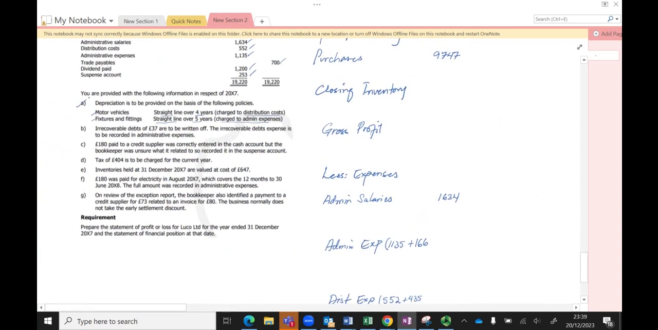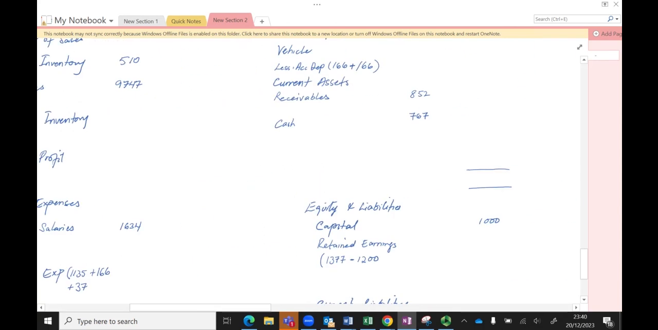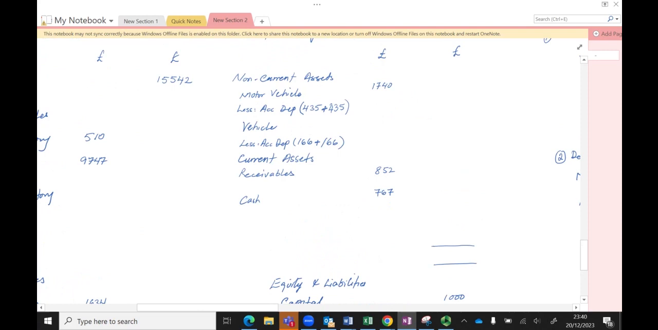Note number B. Well, note B says irrecoverable debt of 37 is to be written off. The irrecoverable debt expense is to be recorded in the administration expenses. So the double entry for irrecoverable debt is irrecoverable debt expense debit, and receivables credit. Means it needs to be recorded in the administration expenses as 37, and it needs to be subtracted from the receivables.